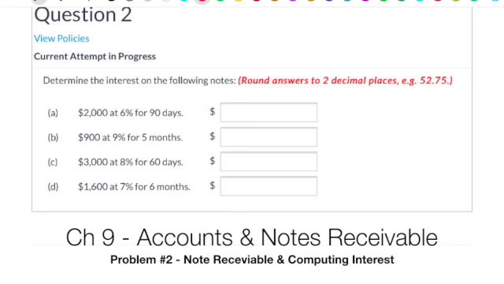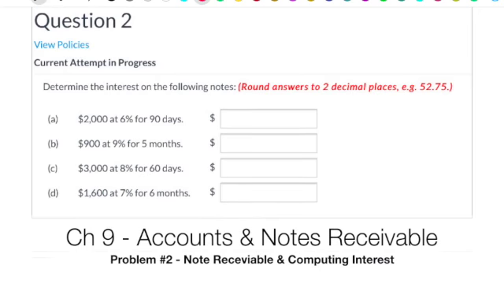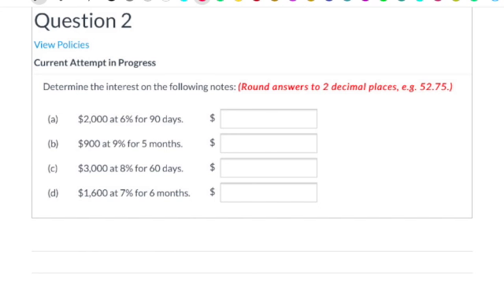Okay, so I want to take a look at this problem relating to a note receivable. You aren't given a lot of information. What you're asked to do is determine the interest on the following notes, and we're given 4 scenarios of different notes receivable. Now, there's a couple components to this problem that I want to cover in this tutorial.